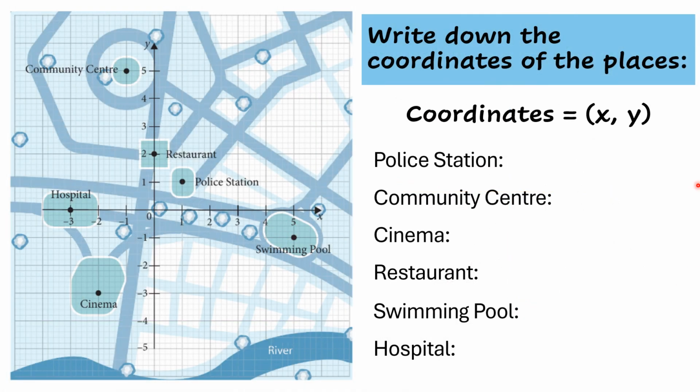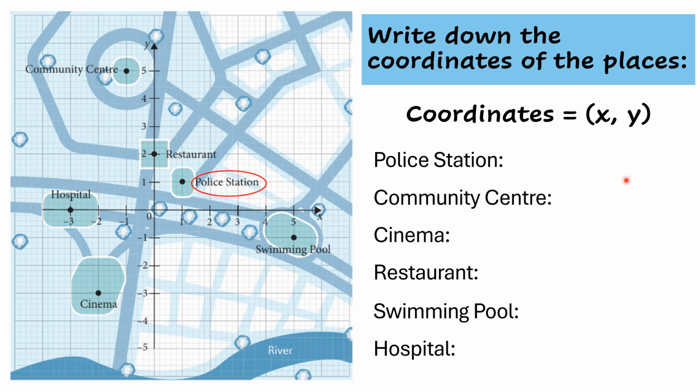Over here, what you can see is a diagram of a Cartesian plane that represents various places. I have a police station, community center, cinema, restaurant, swimming pool, and hospital. What I'm going to do is get you to practice how to write down the coordinates of all these places. Remember, we always start with an x and then end with a y, and the representation will have a bracket with a comma in between.